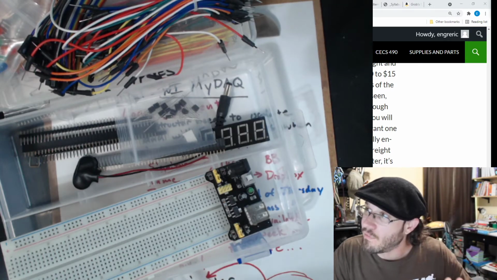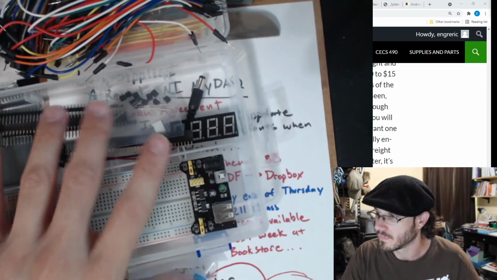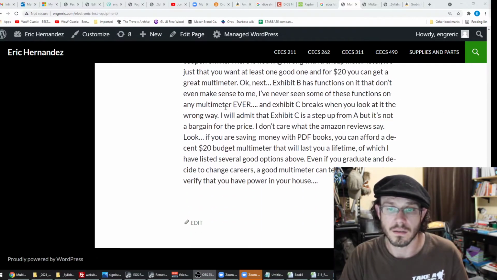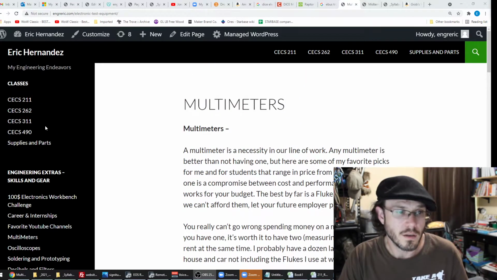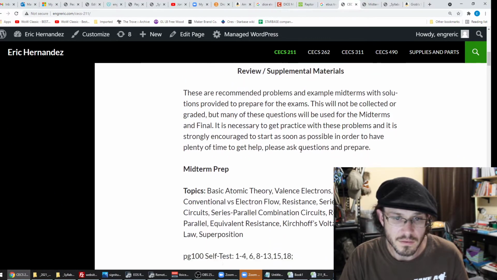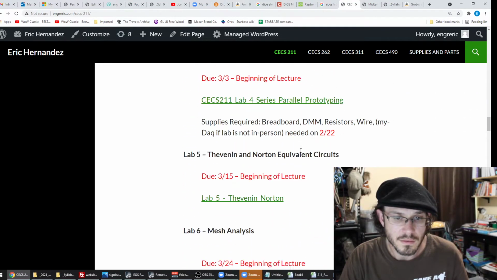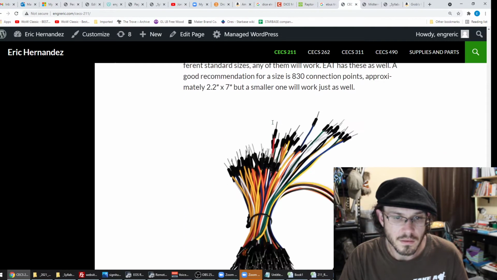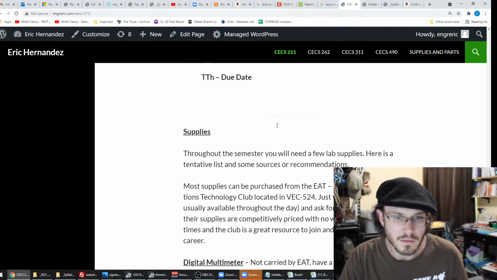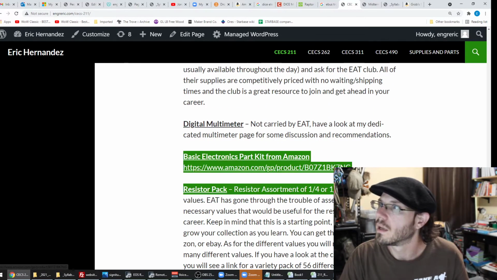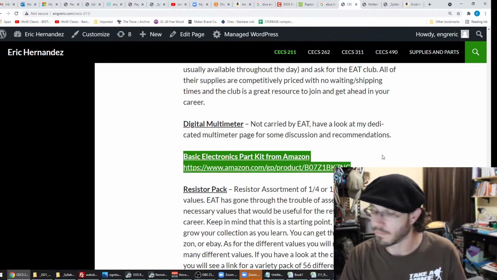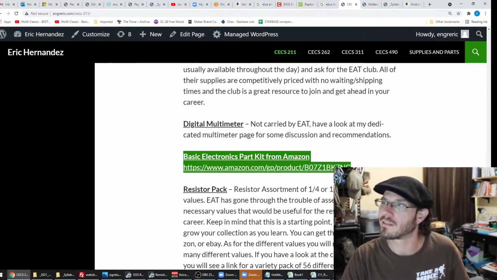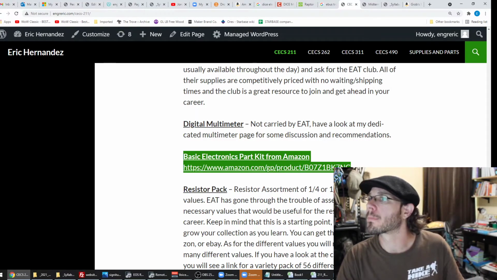Okay, is it the same kit for 262? No, this is a different kit. Okay, where is the link for this kit? Website. Go back to the 211 page. Scroll down. Here we go. Basic electronics part kit from Amazon. Please take notes on this so that I don't have to repeat.